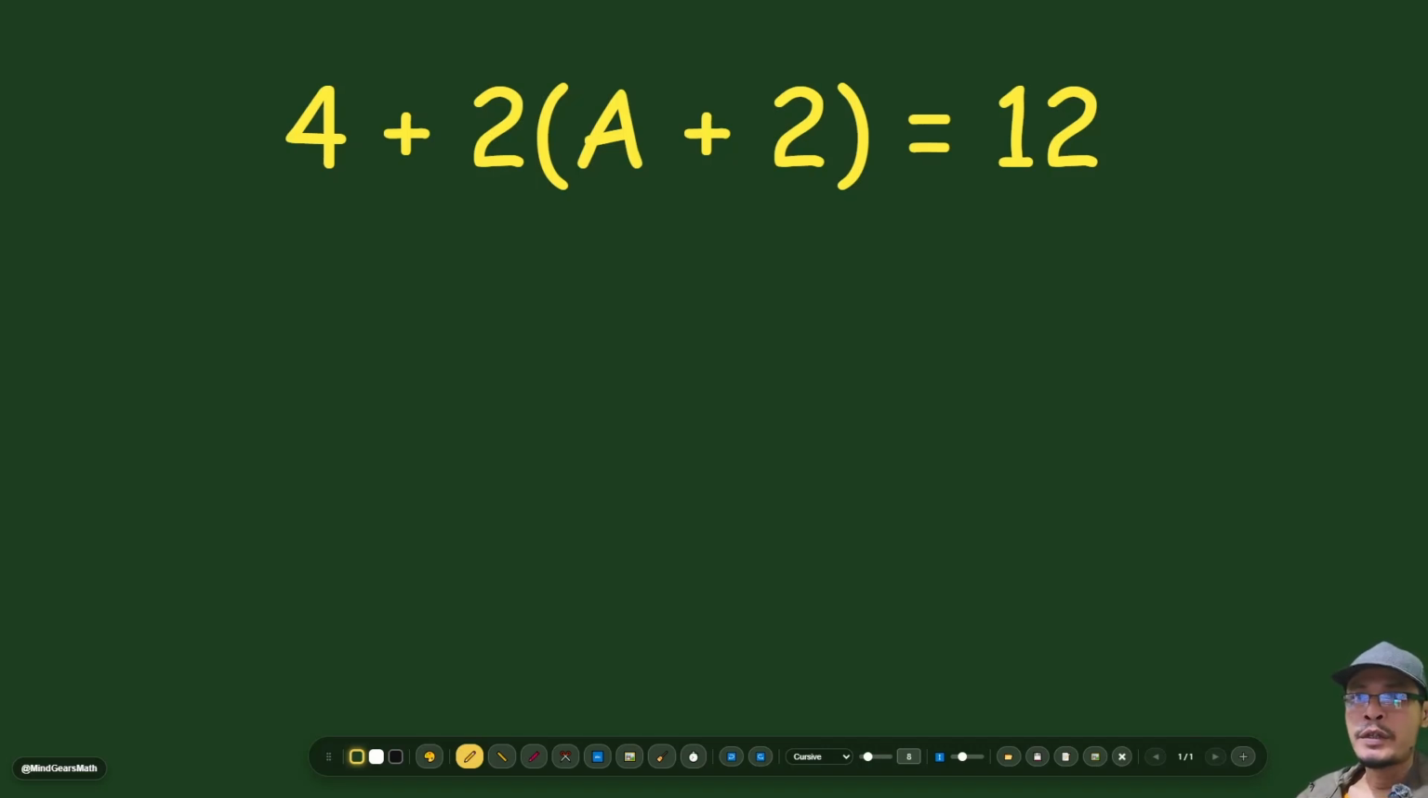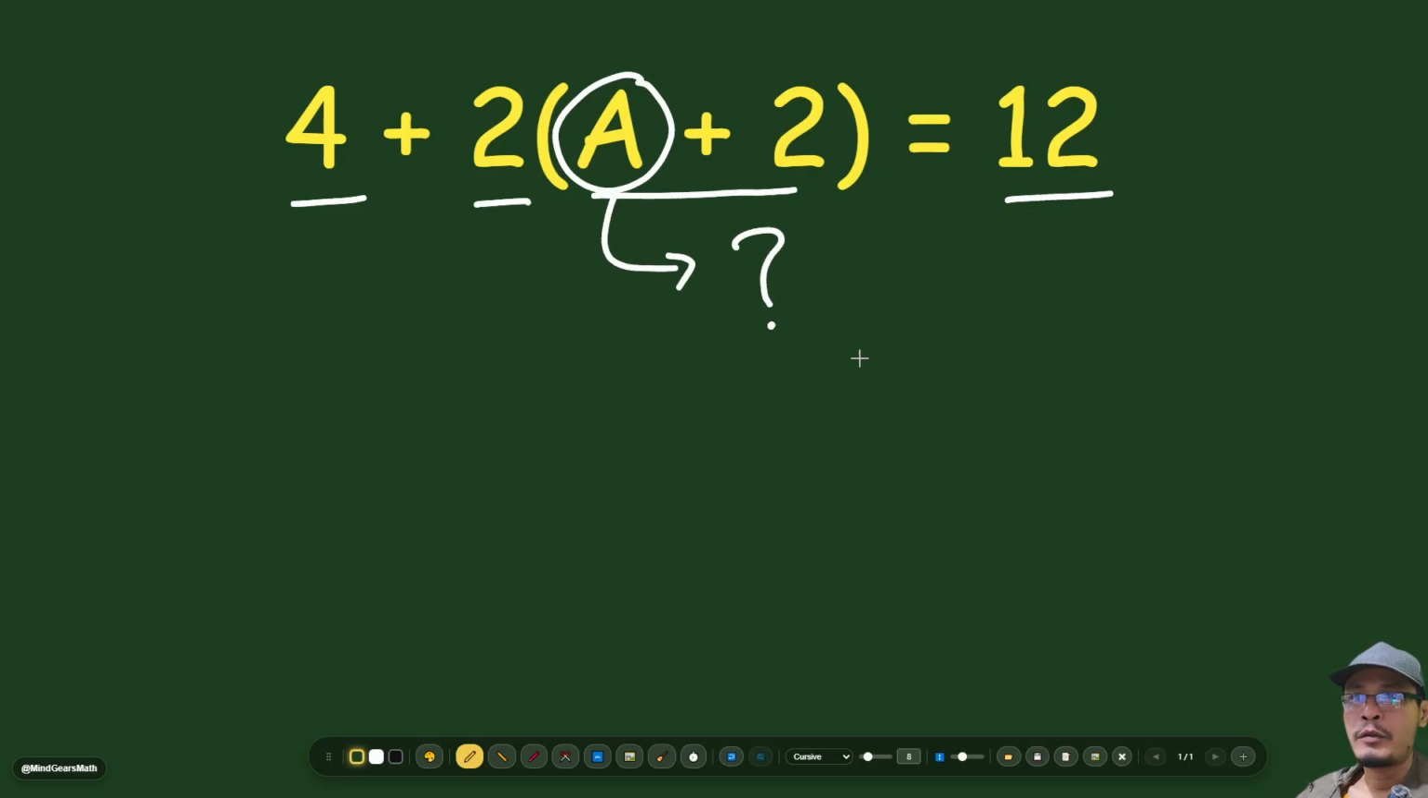Our problem this time is finding a missing number. 4 plus 2 multiplied by, in parentheses, a plus 2 equals 12. This letter A is hiding a value. Our job, find it, and we will do it with two different methods.